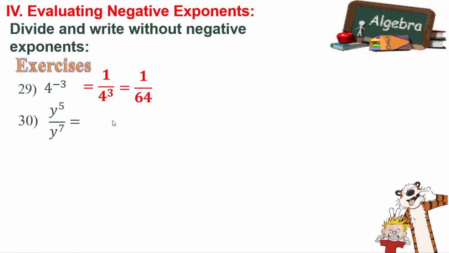In number 30, we have that situation that we had before: 5 minus 7, using our quotient rule, will give us a negative exponent of y to the -2. So there we have that, y to the -2. But now we have to convert that y to the -2 to a positive exponent, so we take the reciprocal, 1 over y squared.